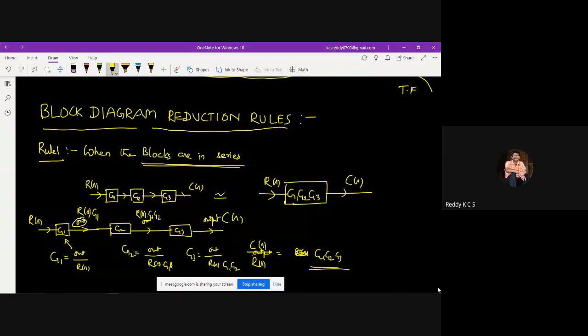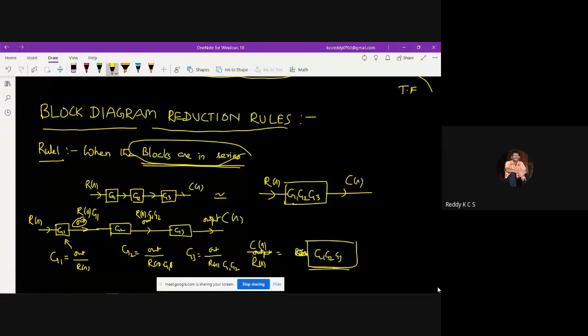G1 into G2 into G3. Okay, so this is C of S by R of S is equal to, what is the result that I got? So these are the single individual block transfer functions that get multiplied when the blocks are in series or when the blocks are in cascade.